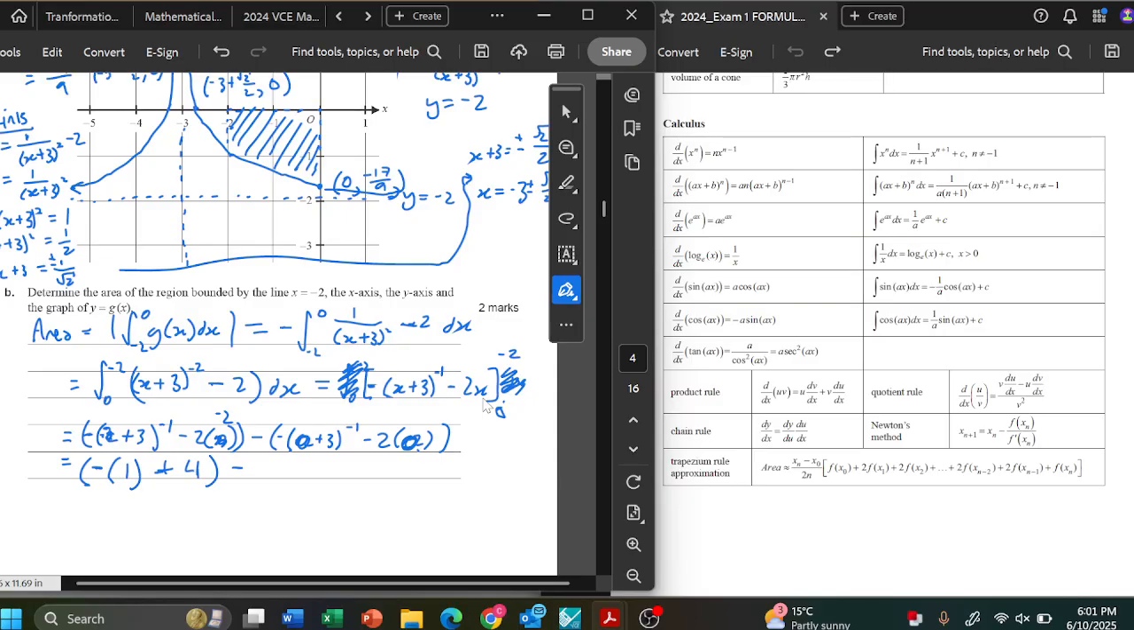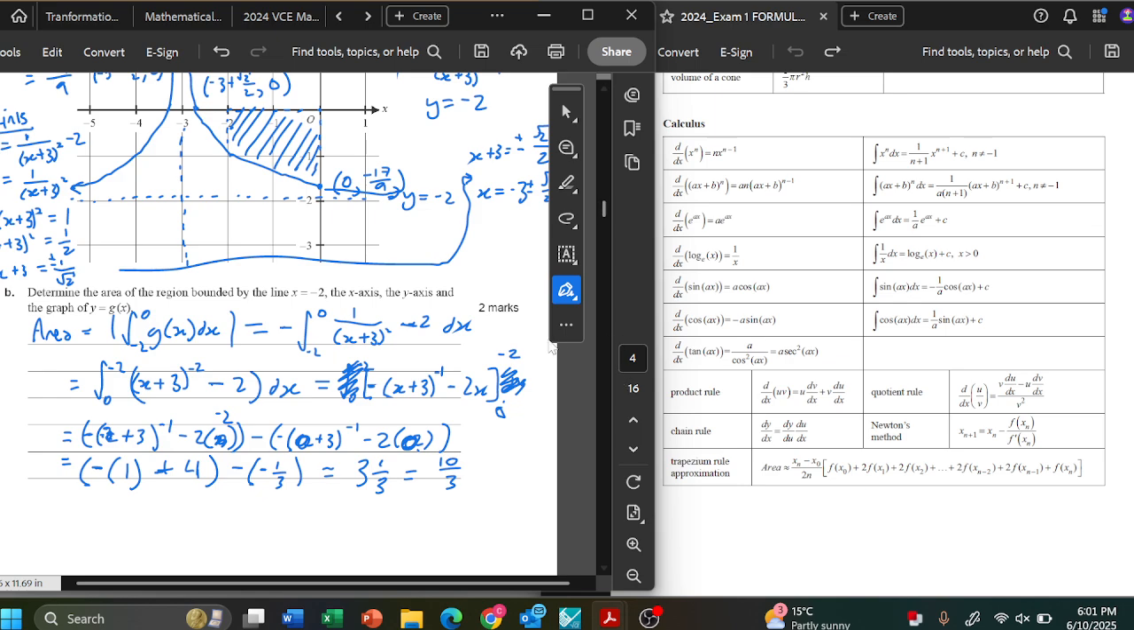And then we have minus negative a third, not negative a half, minus 2 times 0. Okay, beautiful. So that comes out as 4 minus 1, which is 3. And we've got plus a third, so that's 3 and a third, which is the same as 10 over 3. And that's the final answer there.